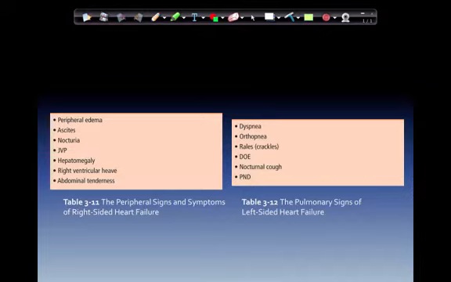Pulmonary signs and symptoms of left heart failure. Difficulty breathing. Every time that they lay back they have orthopnea, or a change in position causes respiratory distress. Rales. Dyspnea on exertion. Nocturnal cough. And paroxysmal nocturnal dyspnea comes and goes. PND.